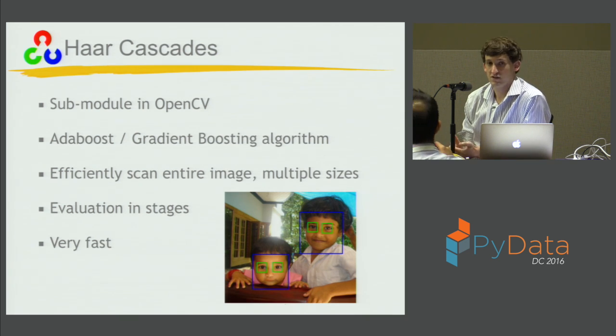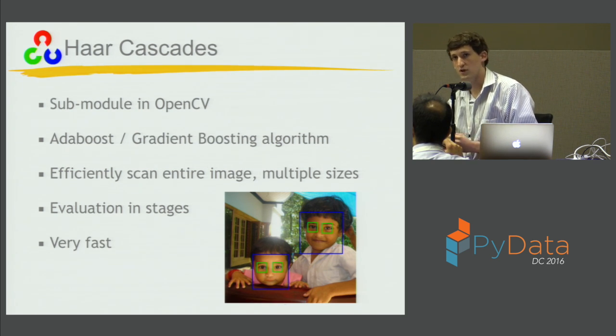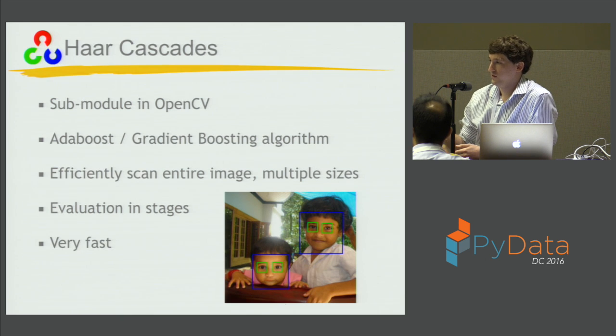And the answer is yes, it does actually scan the entire image, but it does so in a very efficient way. So for those of you that have done gradient boosting before, you'll notice that when you're training the model, you train on the errors of each subsequent tree. You're trying to predict the previous tree's errors. And so it's kind of like a series of stages. And the authors of the Haar Cascades algorithm were really smart about this.